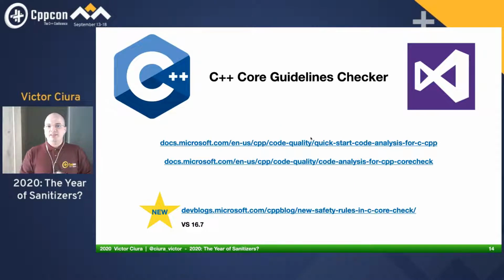I'll start by highlighting the C++ Core Guidelines checker, and I'm pointing you here towards a few resources to read about. By the way, my slides are full of links and references that you can follow along as soon as you get the slide decks, and you can investigate and read at your own pace. So feel free to browse the slide deck when you get them. And recently in Visual Studio 16.7, we have even newer safety rules in CppCoreCheck. So I do encourage you to check them out.